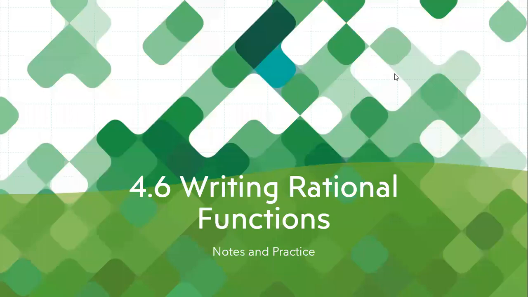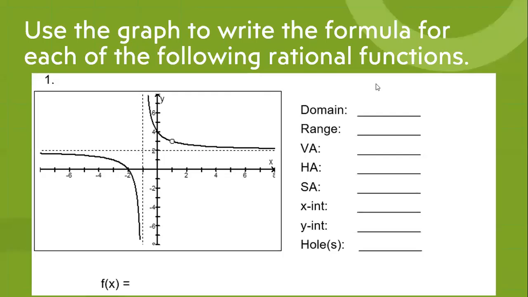All right, guys. So we're on 4.6, writing rational functions. There are a couple things that we're going to focus on while writing the rational functions. And hopefully, as we go through this, some of it will make sense and you'll be like, oh, okay, cool. So to begin with, we're going to talk about just the attributes and being able to analyze a graph, okay? So we're going to start here with this rational that has a couple discontinuities.